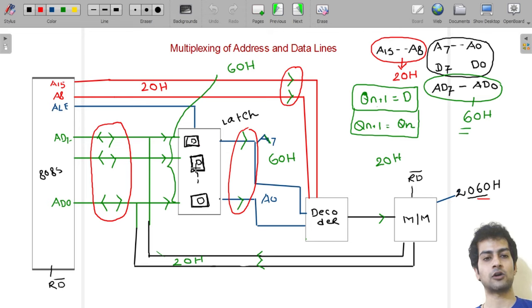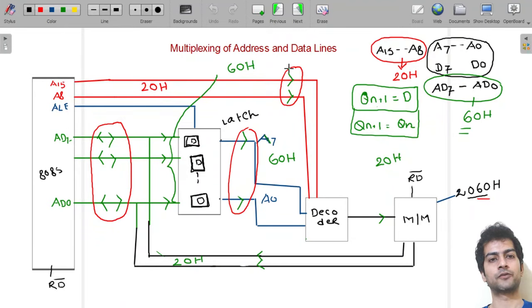And from here we also saw the functionality of D flip-flop, that what will be the next state of D flip-flop when it is energized, and what will be the next state of D flip-flop when it is de-energized. And then we saw here that how 20H data of memory was overwritten by 60H, but this overwriting is having no effect on the address which is saved in the low order address bus, that is A7 to A0. So I hope this part is clear to you. This is very important to understand the functionality of microprocessor and to understand the multiplexing of address and data lines.